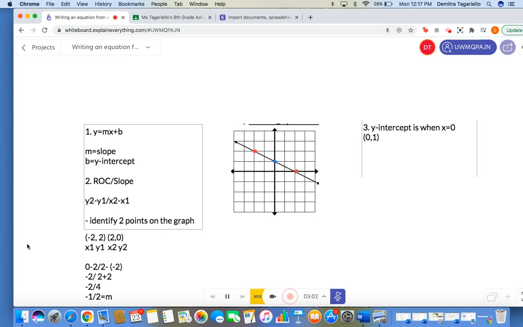Okay, so now I'm going to do the last step, which is write the equation. So y equals mx plus b. And we're going to substitute in. So we have b is actually equal to 1. So let's substitute those in, and then we will be finished. So the equation that represents this graph is y equals, the slope was -1/2 x plus the y-intercept is 1, and you are done.